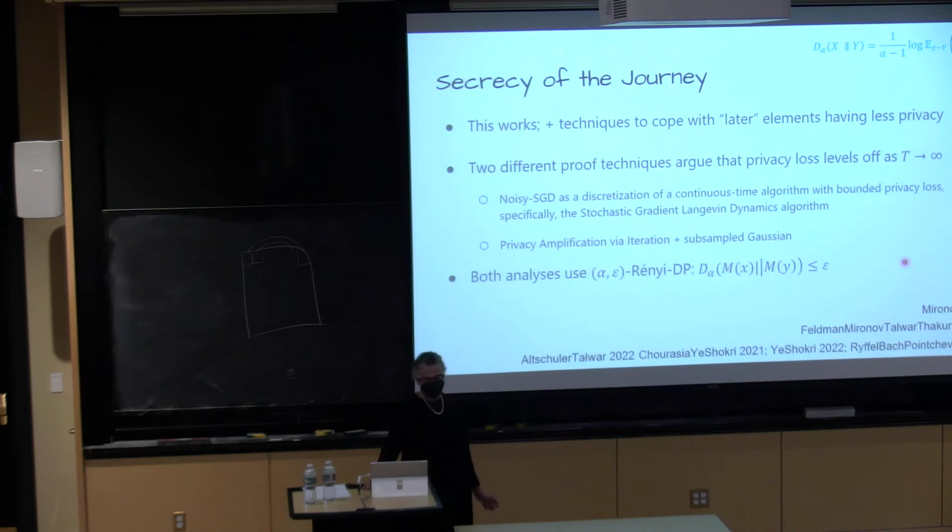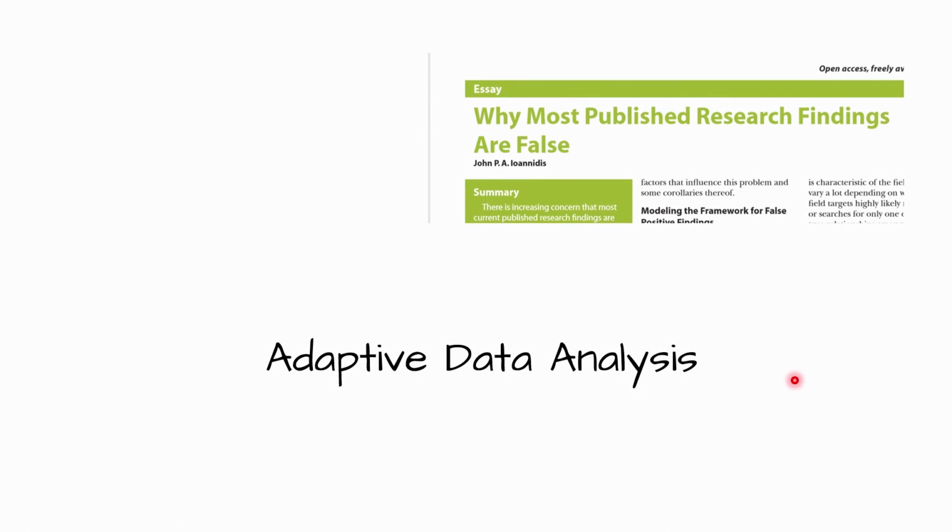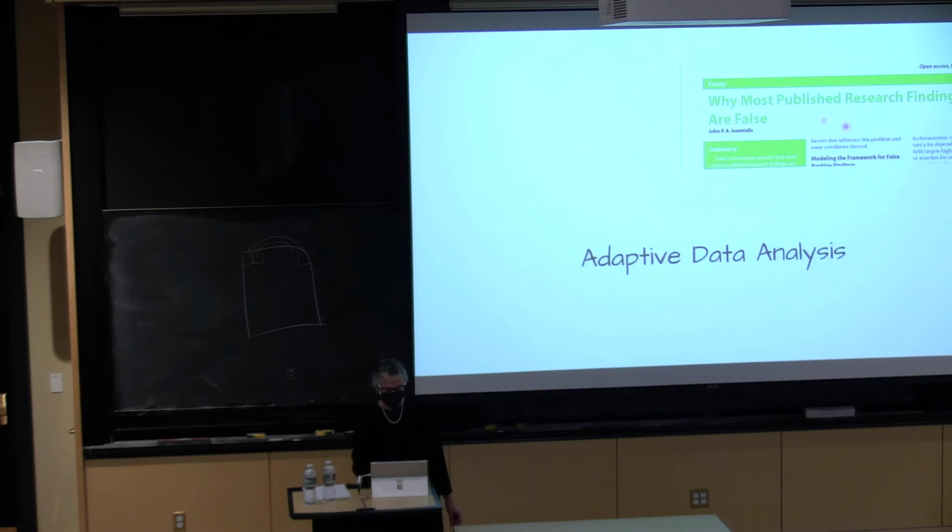Yeah. Keep on talking. Okay, so the very, very last topic is how do we use differential privacy for adaptive data analysis? You've probably all seen papers like this one, "Why Most Published Research Findings Are False." And it's all about p-hacking, or doing things until you get the answer you want and publishing that.